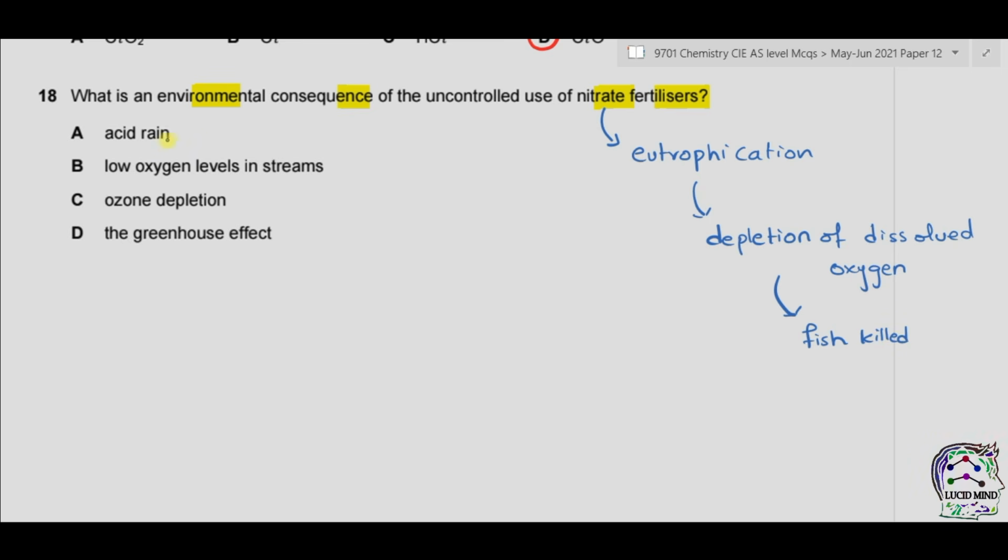First one is acid rain. Now oxides of nitrogen and oxides of sulfur are responsible for acid rain. B part is low oxygen levels in water streams. This is true. C part is ozone depletion. Now ozone depletion is caused by chlorofluorocarbons and radicals. While the greenhouse effect is caused by carbon dioxide, methane and water. Correct option is therefore B.